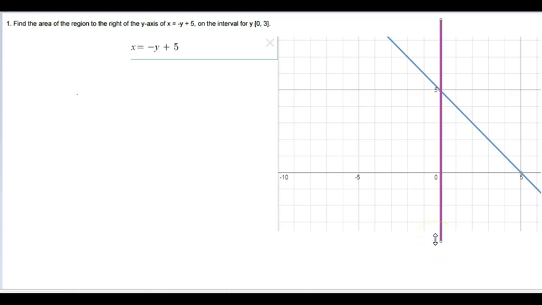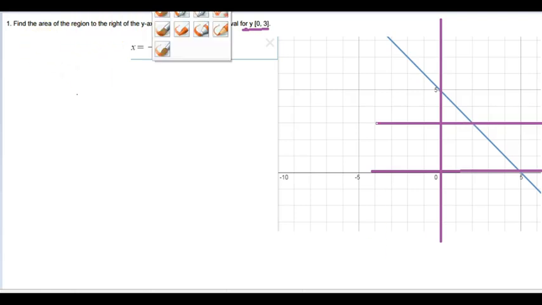And so we're going to find the area of the region to the right of that y-axis on the interval from 0 to 3. And notice 0 and 3 are values of y. So this is where y equals 0. This is where y equals 3. And so what we're finding is the area right in here. Now, yes, that's a trapezoid, and you can calculate the area. And we're actually going to do that at the end just to check our work. Just want to show you that it works. So that's the area that we're finding.